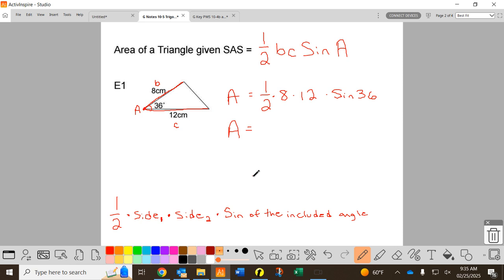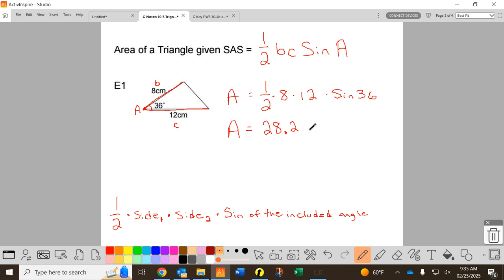Okay, here we go. 1, fraction button, 2, times 8, times 12, times 36, sine, equals. Now, we are going to be rounding our answers to the nearest tenth, which means one number after the decimal place. What would that put you at? 28.2, and the unit on area is going to be centimeters squared.